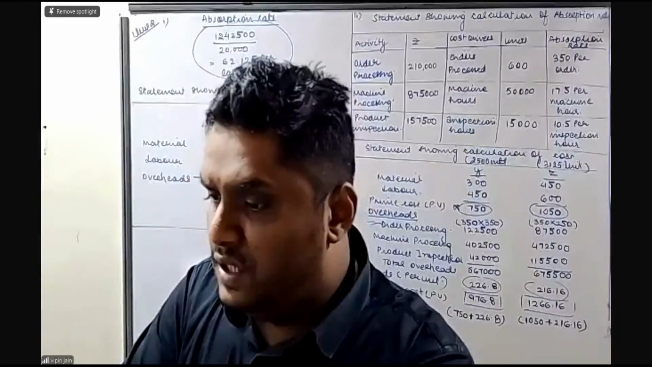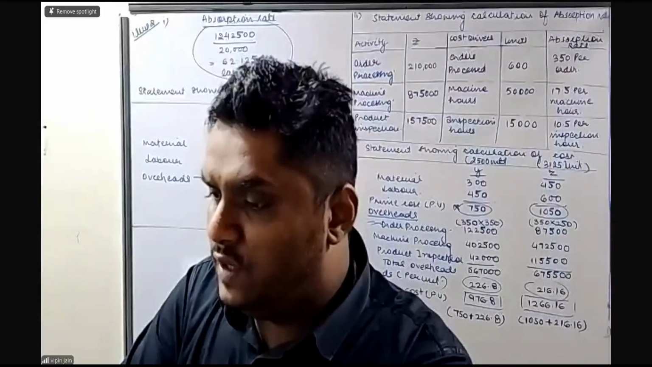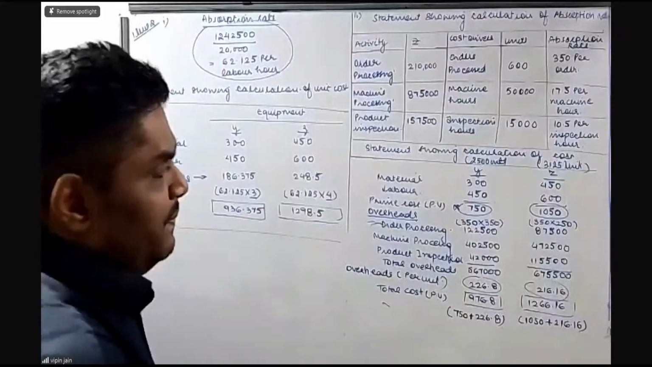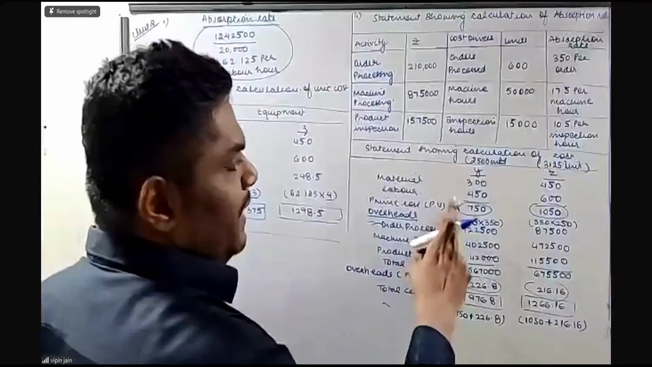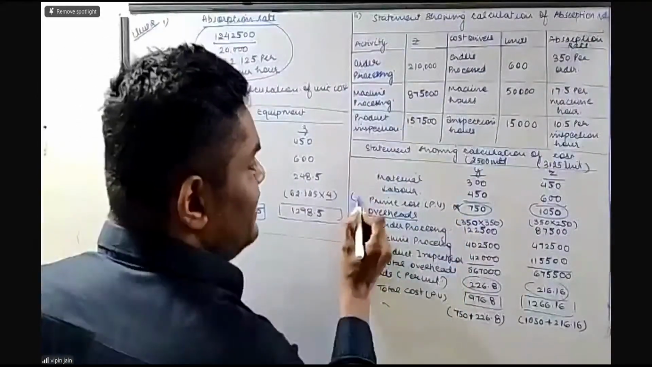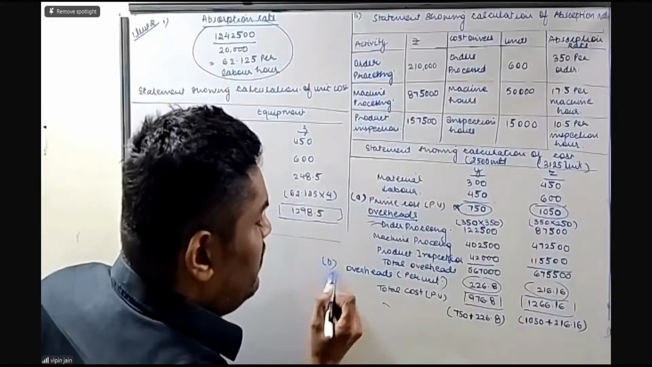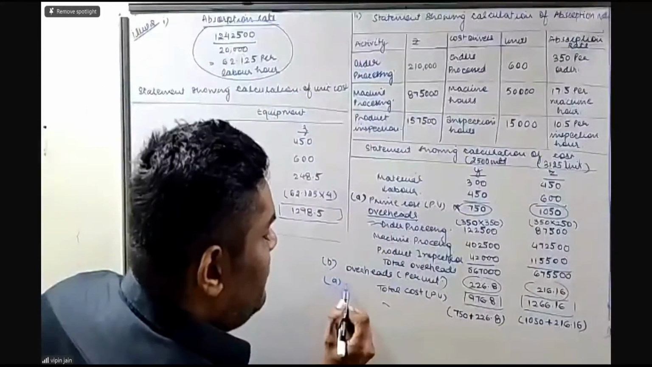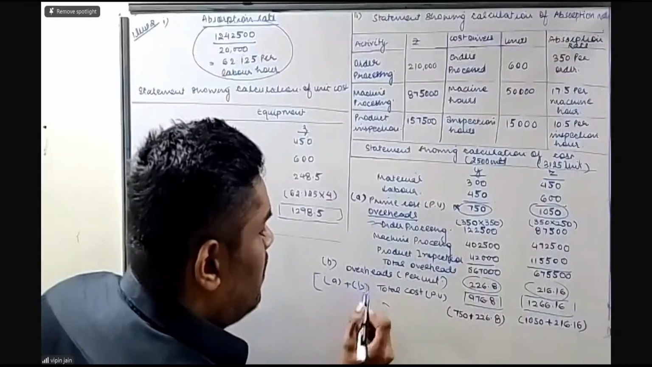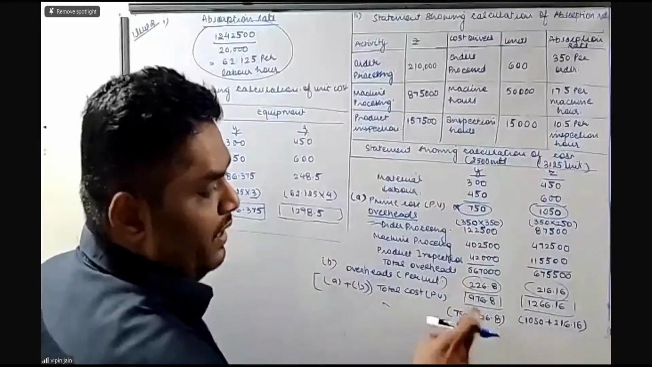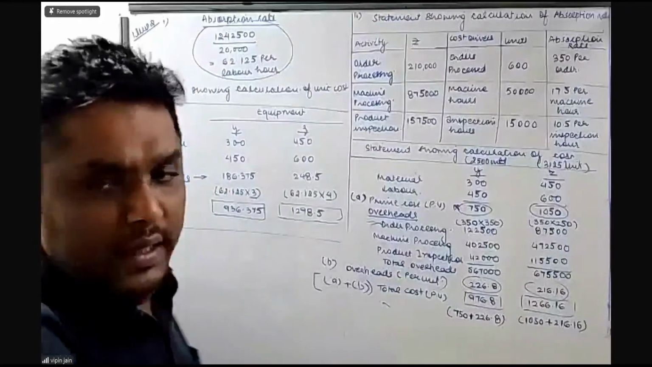So Ritika Gupta asks, sir, in the statement showing calculation of cost, how did you calculate the total cost per unit? Very simple, Ritika, this is my prime cost. We can call it A. This is my overhead cost per unit, it is B. So it is A plus B. Or in short, 750 plus 226.8. This is how my total cost is calculated.